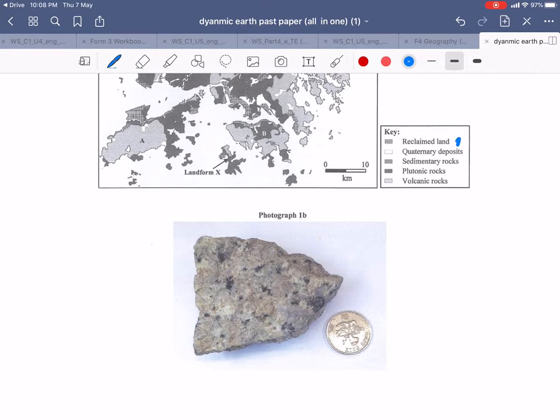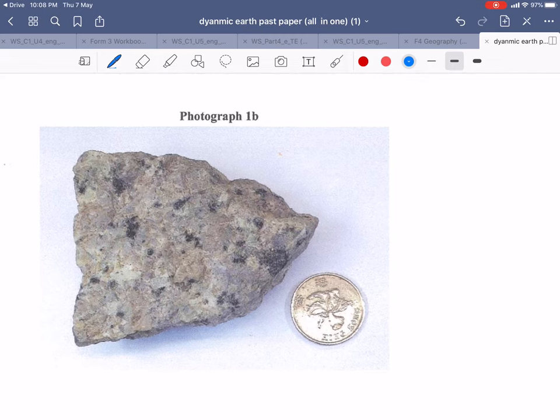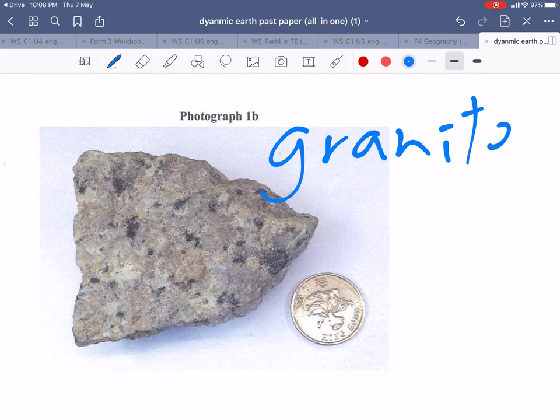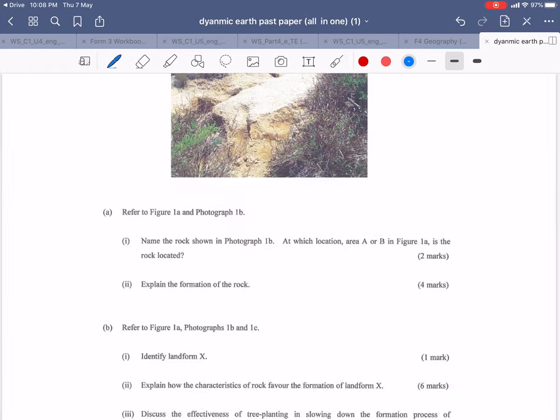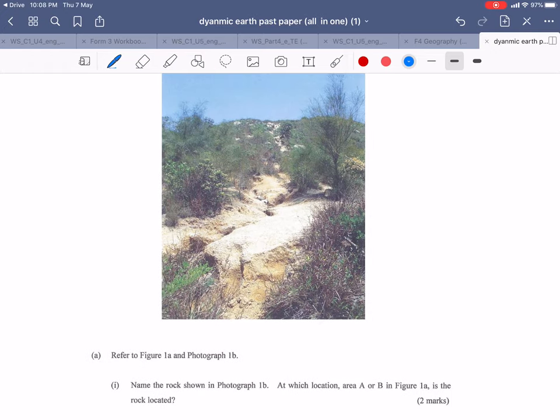Let's go to 216. Legal. What's this? Granite. Okay. When you see some black spots and white spots and also yellow spots, no doubt, granite. Okay. What is this? This one must be gullies and also badland.